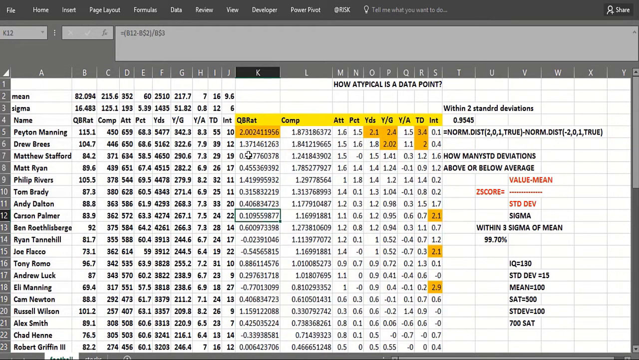Okay, there we go. So Peyton Manning is an outlier in a good way on 4 statistics: quarterback rating, yards, yards per game, and touchdown passes. Drew Brees is an outlier on 2 good statistics. Now, being an outlier in interceptions is really bad.